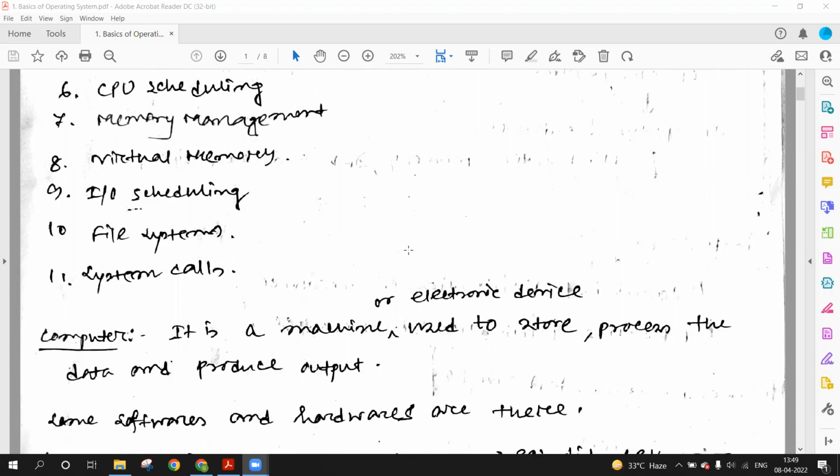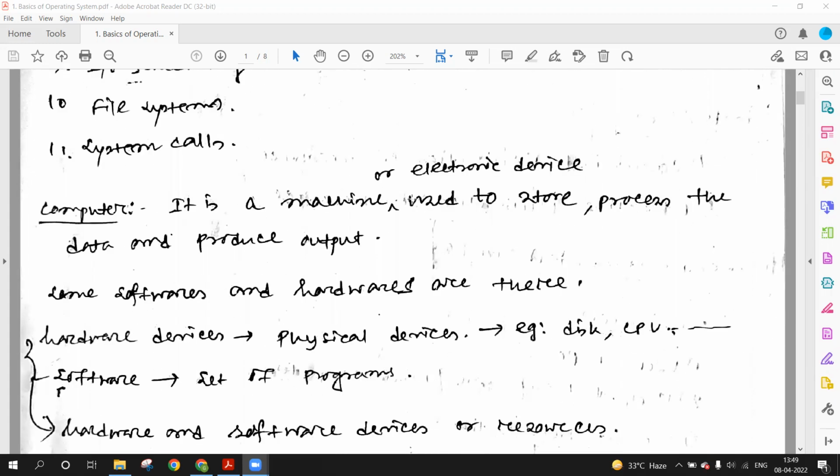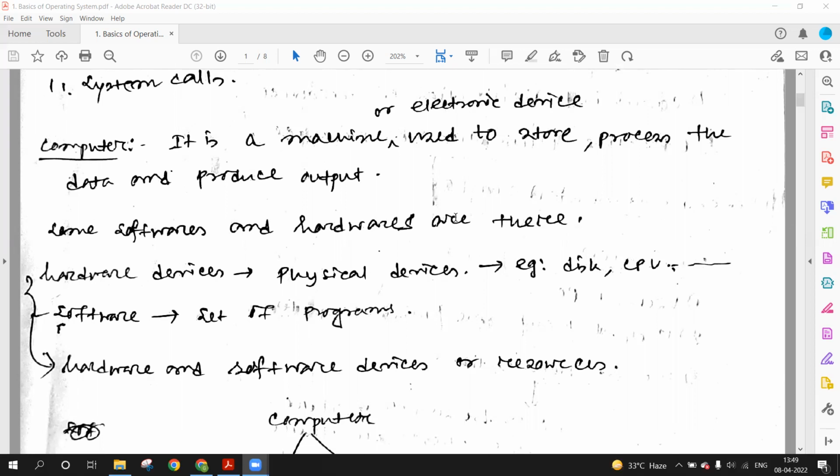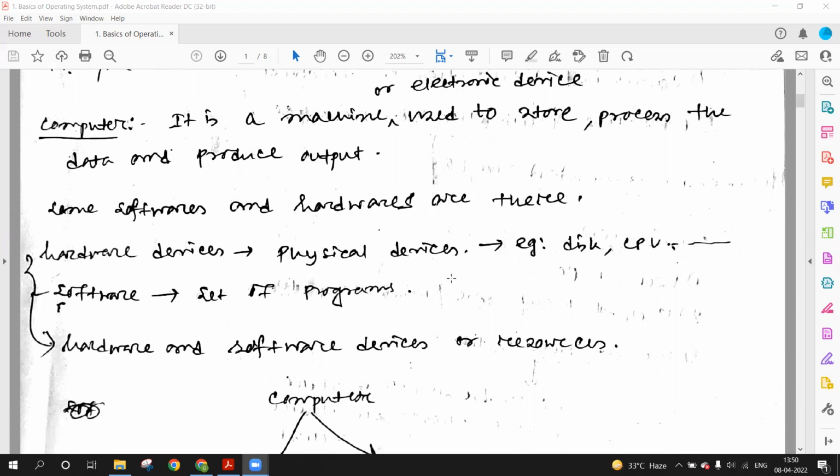Okay. So, firstly, I will discuss the very basic part. That is computer. So, what is a computer? A computer is a machine or electric device used to store and process data, and produce some output with the help of that data or information. So we will do some programming and some processes with the help of some software and hardware. Okay, so there are some hardware devices and software tools.